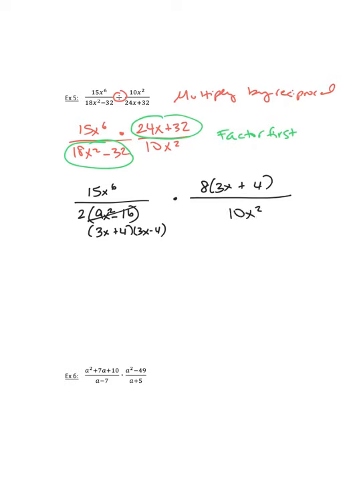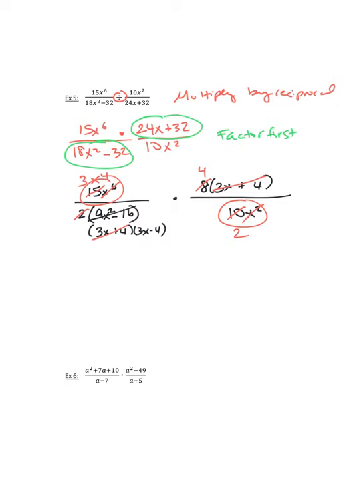So now I'm going to cross cancel. 3x plus 4 divides out with 3x plus 4 to equal 1. 2 goes into 8 4 times. Remember, monomials and monomials can simplify. So 15 and 10 have a common factor of 5. That's going to be 3 and 2. And this x squared cancels with 2 of those x's, leaving you with x to the 4th.